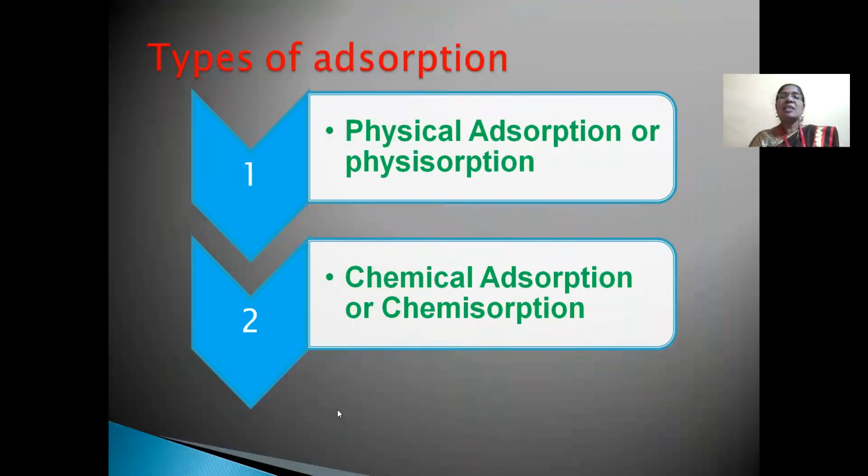Next one, the attachment of atoms or molecules of adsorbate on the surface of solids and liquids may be through two types of force, physical or chemical. Depending upon the types of force involved, adsorption is divided into two types. Number 1 is physical adsorption, also called physisorption. Number 2 is chemical adsorption, also called chemisorption.